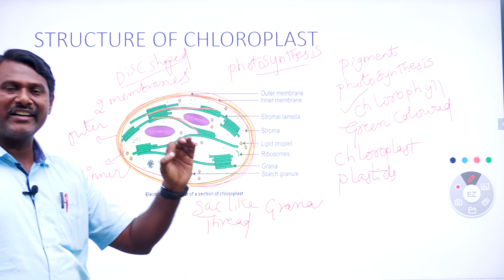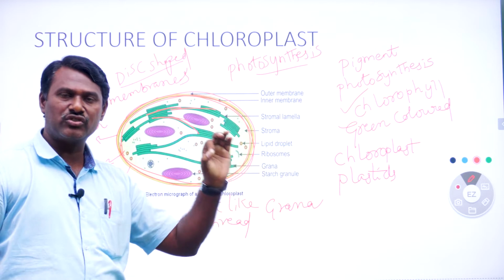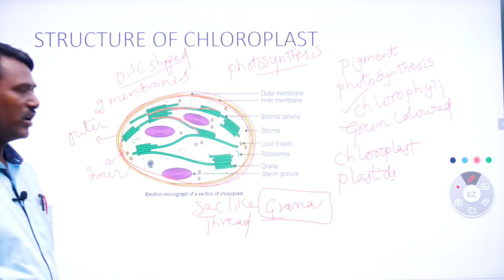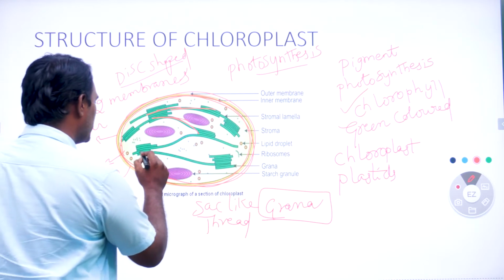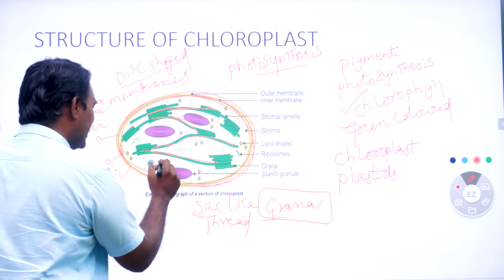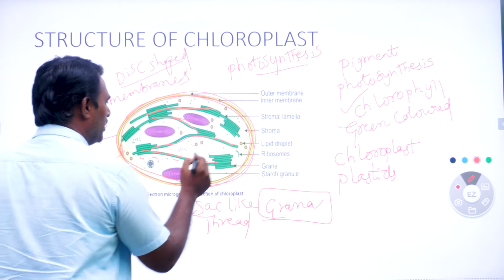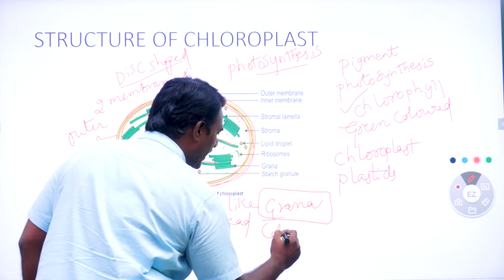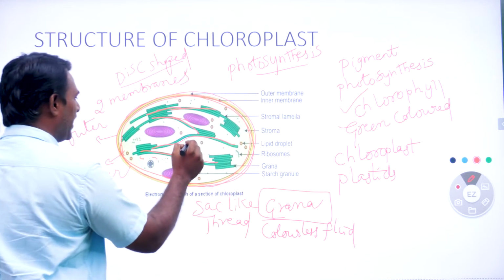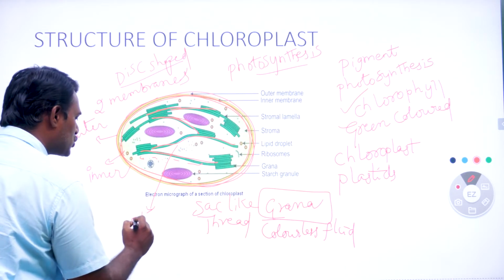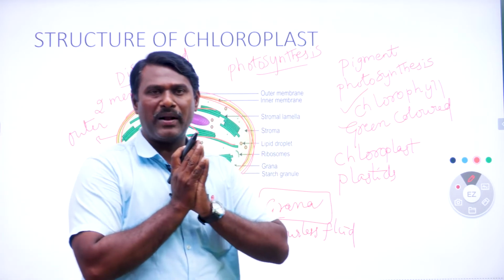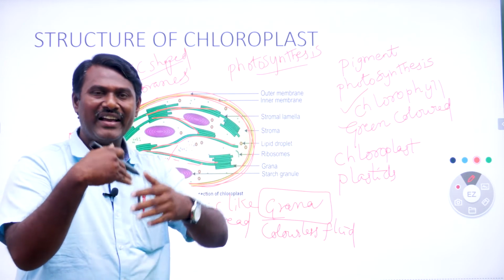Okay, several sac-like structures or thread-like structures which are present in the chloroplast are called grana. So next we are going to see here. These are all called grana. Next, within the chloroplast we can see the colorless fluid. This colorless fluid which is present in the chloroplast we can call stroma.